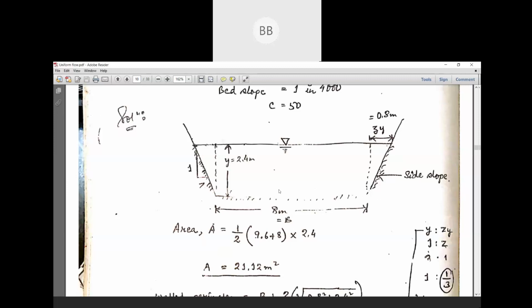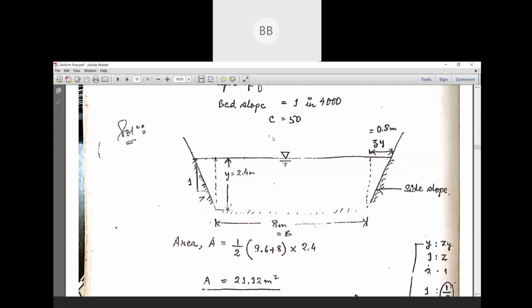See, in a trapezoidal channel, we have to find out the top width also. In a rectangular channel, our bottom width and top width are the same. But in a trapezoidal channel, the bottom width and top width are not the same. To find the area, we have an equation: the sum of the parallel sides, that is your bottom width and top width, divided by 2, multiplied by the vertical distance, that is nothing but your depth of flow.